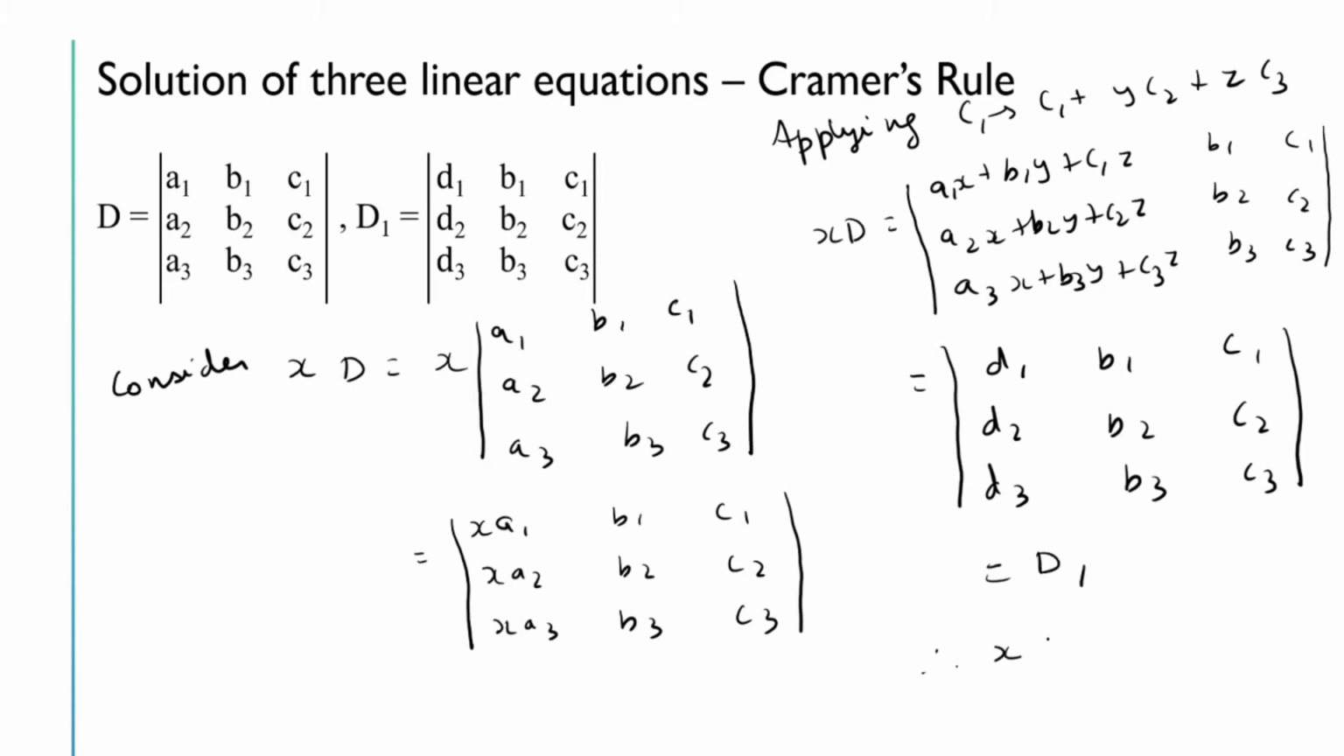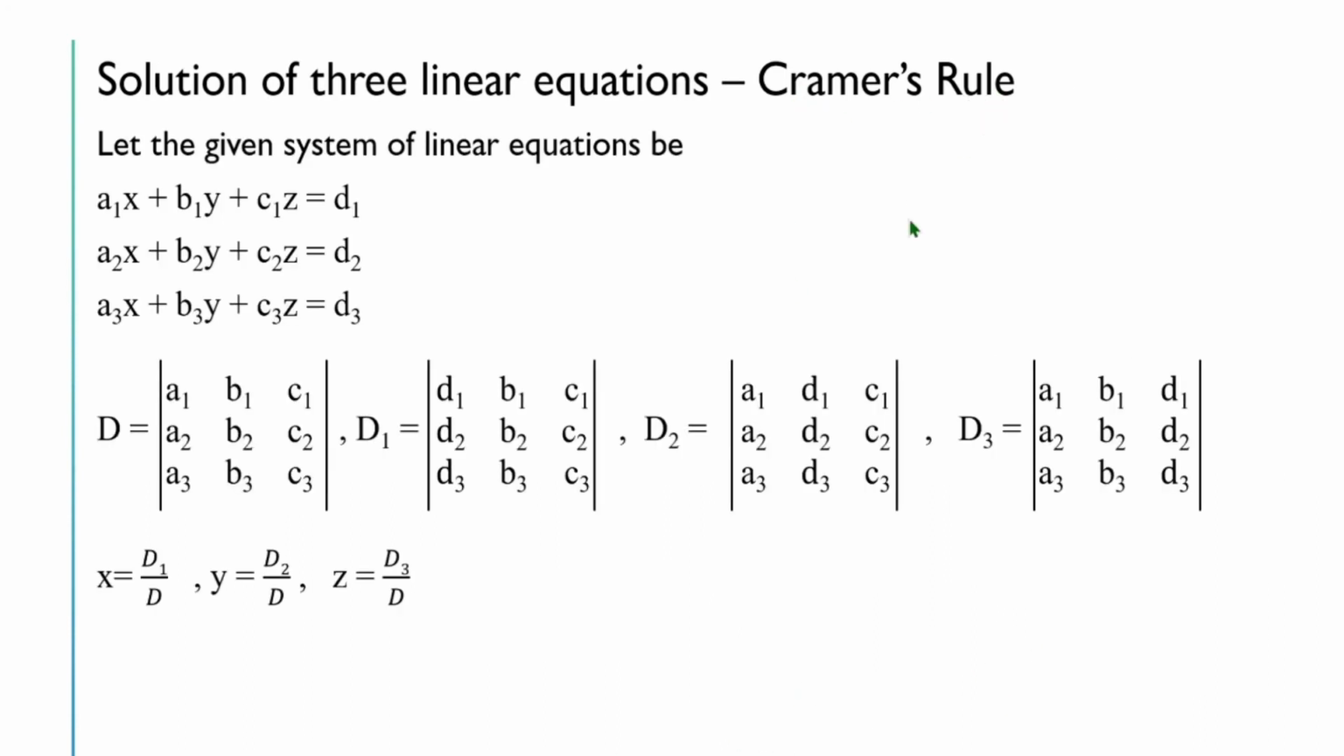So from this we can find x is equal to d1 by d, where d1 is this determinant and d is this determinant. Similarly, we can find the values of y as d2 by d and z as d3 by d. So this method of finding the value of x, y and z is called Cramer's rule. So when we have a system of three linear equations in three unknowns, then using these determinants we can find the value of x, y and z.